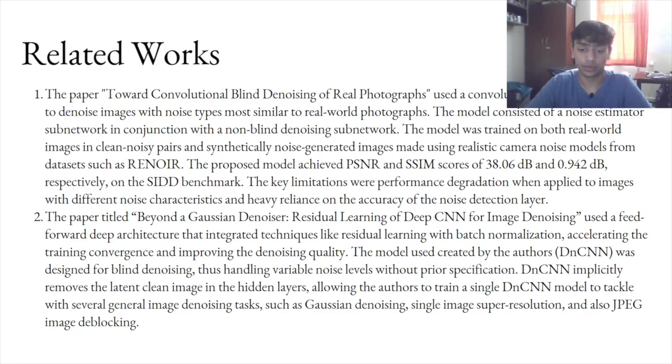Another paper we looked at was for the model DNCNN. Here, the authors used a feed-forward deep architecture that integrated techniques like residual learning with batch normalization, accelerating the training convergence and improving the denoising quality. The model created by the authors was designed for blind denoising, thus handling variable noise levels without prior specifications. It worked by implicitly removing the latent clean image in the hidden layers. This allowed us to train a single DNCNN model to tackle several general image denoising tasks such as Gaussian denoising, single image super resolution, and JPEG image deblocking.